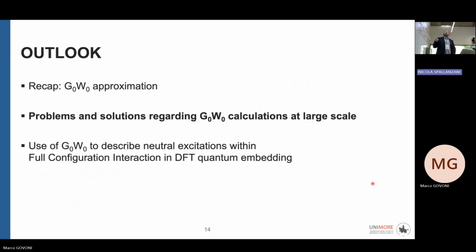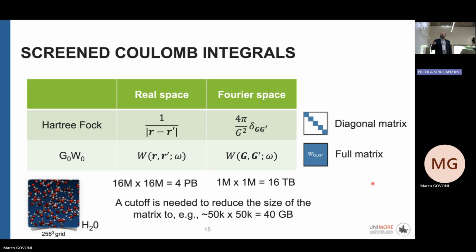Okay, so now we want to apply this technique to large systems, and I will review problems that may arise when you want to treat thousands of atoms at this level of theory. So if you think about Hartree-Fock, in Hartree-Fock, the particles interact with a bare Coulomb potential, 1/r. And in Fourier space, if you take the Fourier transform of this, it's an analytical function, and it's actually a diagonal matrix. So the plane waves are not mixed. You only need to store the elements along the diagonal.